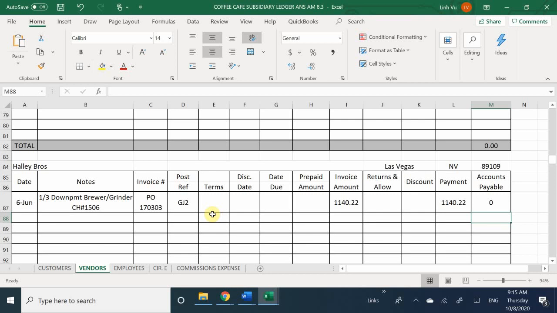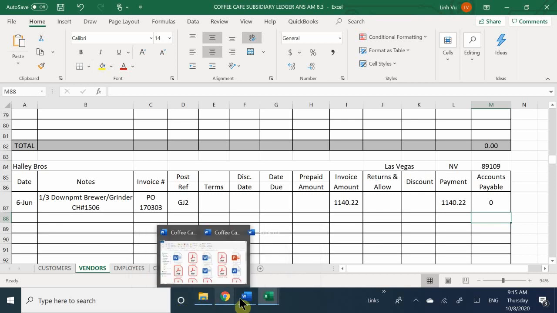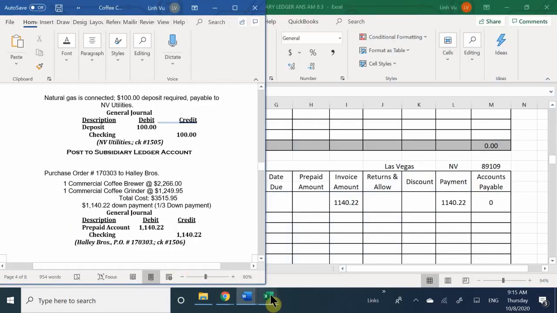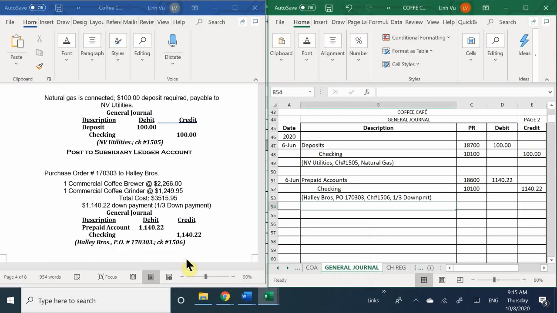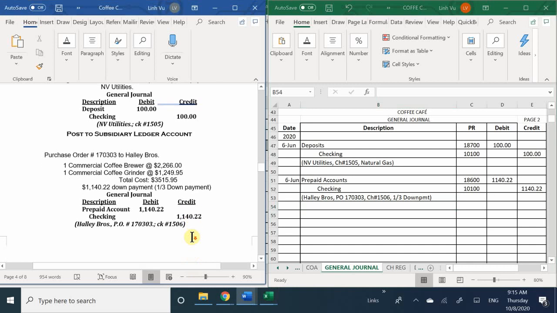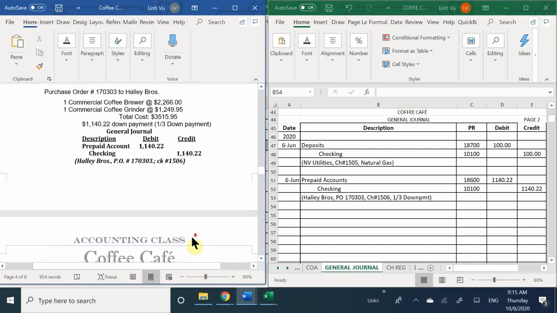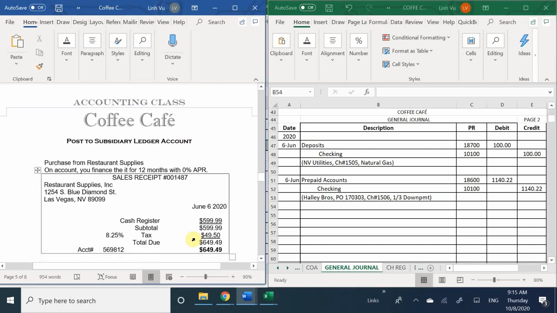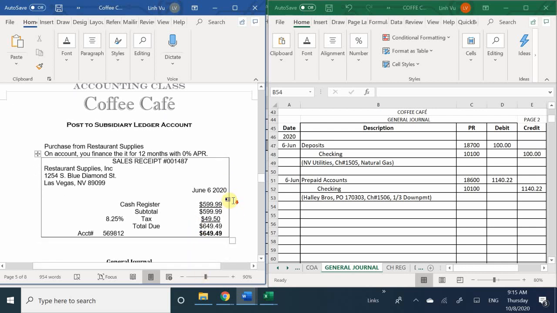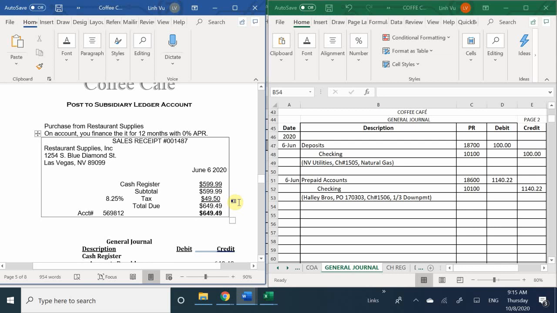So in this case, I paid for the amount that I prepaid for, okay? All right. Now that transaction has been completed. We post it to our subsidiary ledger. So what is next?